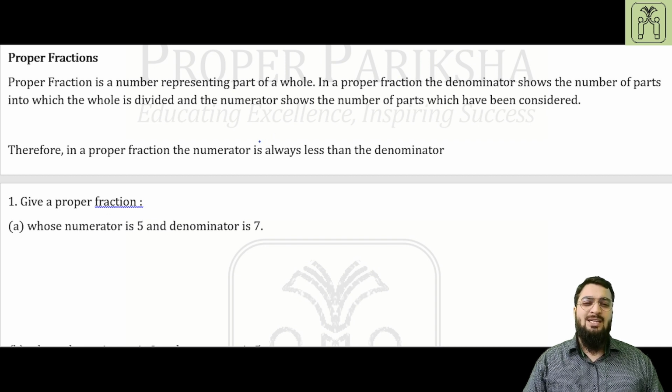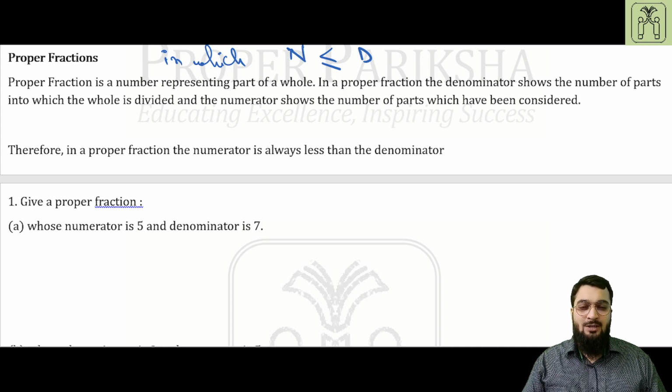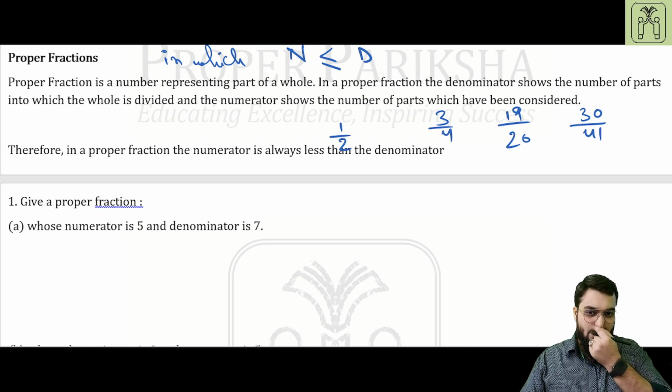The definition as per NCERT is not that accurate and is too much to write. Proper fractions are basically fractions in which the numerator is less than or equal to the denominator. For example, 3 upon 4, 19 upon 20, 30 upon 41, 1 upon 2. So these are proper fractions in which the numerator is always less than or equal to the denominator.